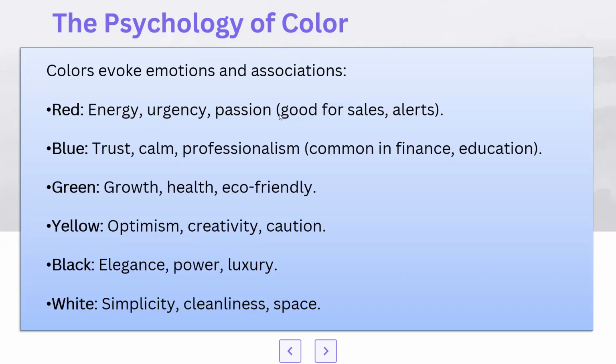backgrounds. We can create gradients, and I will show you how you can create gradients. But if you're going to use red, it means this is what you are communicating. Green is for growth, health, and eco-friendly. You're building maybe a website for a farming institution, maybe a group associated with farming, then green can be good.